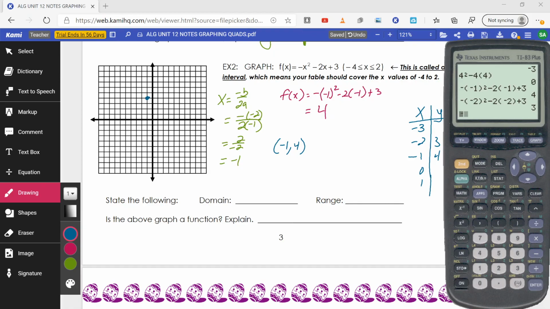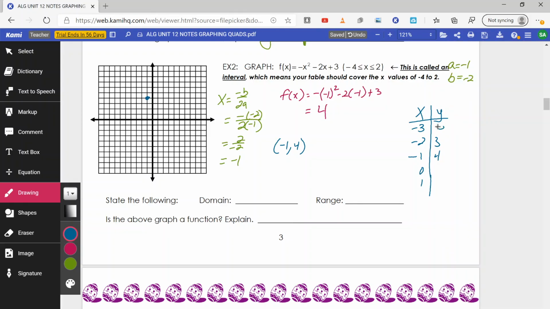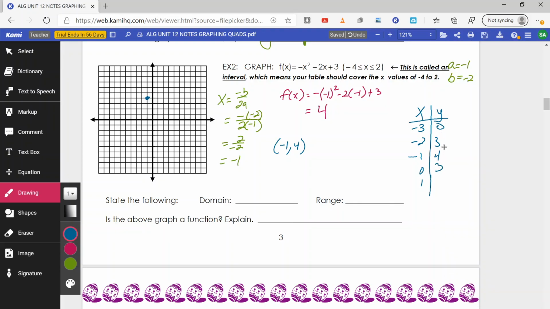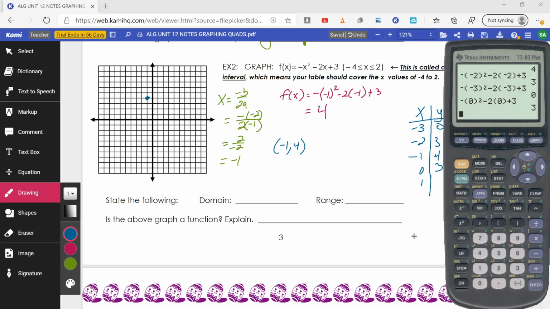And then if I do negative 3, so we have the negative value of negative 3 squared minus 2 times negative 3 plus 3 gives me 0. And then if I plug in 0, so we have the negative value of 0 squared minus 2 times 0 plus 3, I get 3. So notice we're starting a little wraparound. So we had 0, 3, 4, we're back to 3. So if I plug in 1, I should end up with 0.